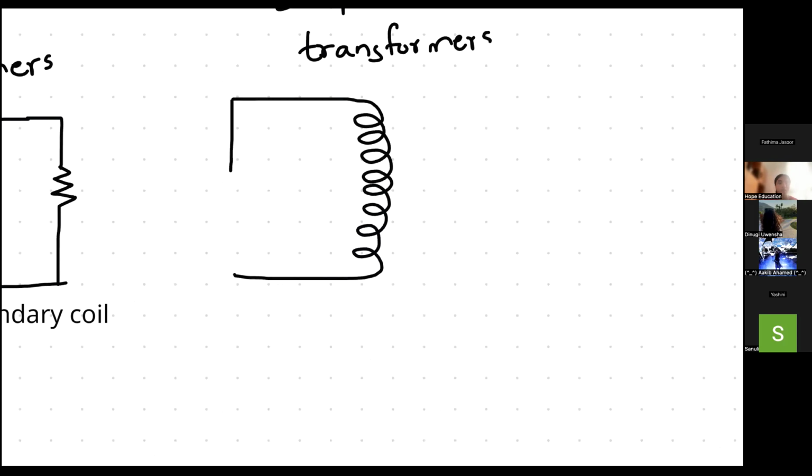This is the primary coil with an alternating voltage and an alternating current. This is our soft iron base.